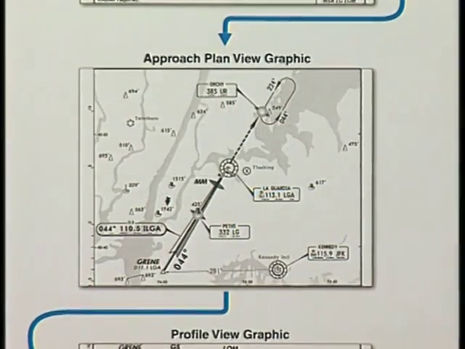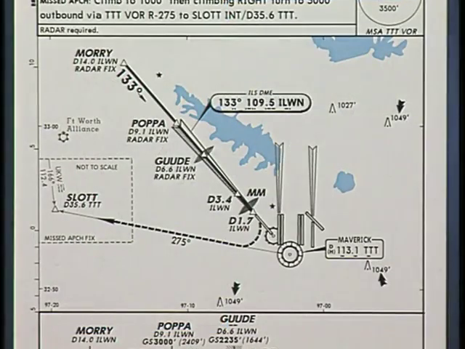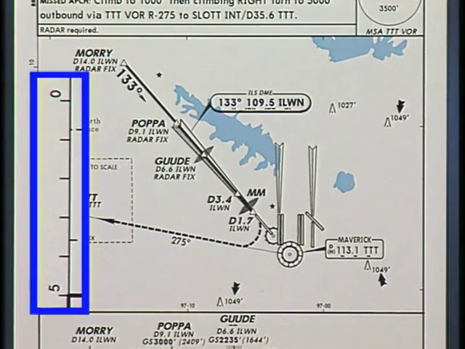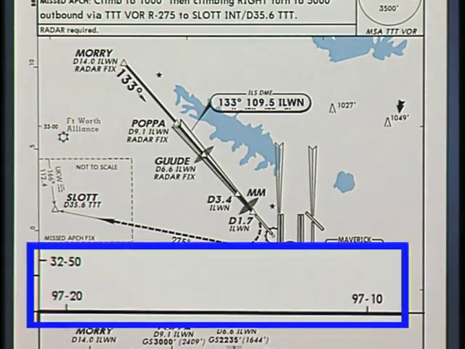The second major section of the approach chart is the plan view. This view provides you with the overhead perspective of the approach procedure and the surrounding airport vicinity. To help you measure distance, a mileage scale is located along the left side of the chart plan view. Typically, 1 inch is equal to 5 miles, but it may differ if the chart covers a large geographical area. Latitude and longitude lines are shown in 10-minute increments along the inside edges of the plan view.